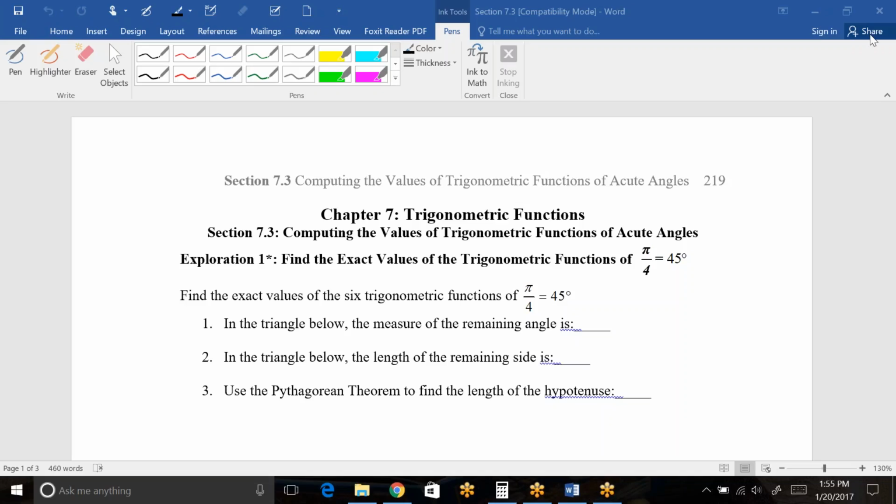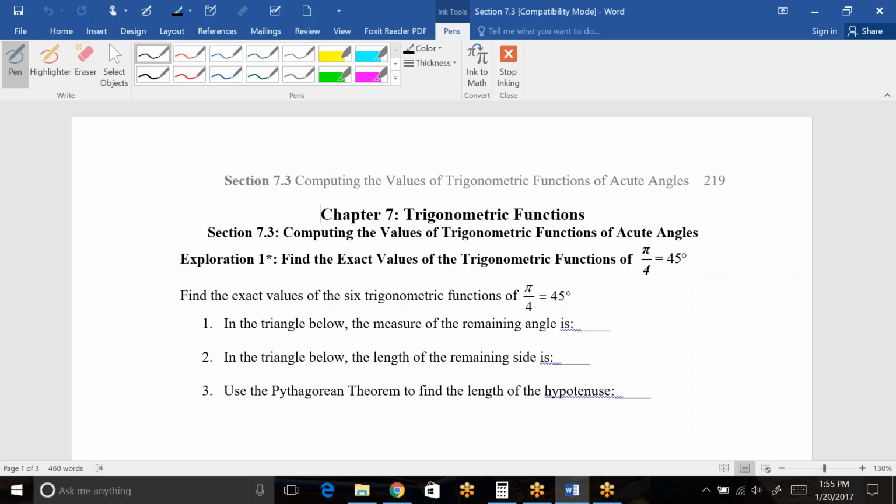Okay, this is the final lesson for week 1 of the online trig class. 7.3, computing the values of trig functions of acute angles. We're going to be looking at some special angles that, remember, showed up on our unit circle. Those were 30 degrees, 60 degrees, and 45 degrees.